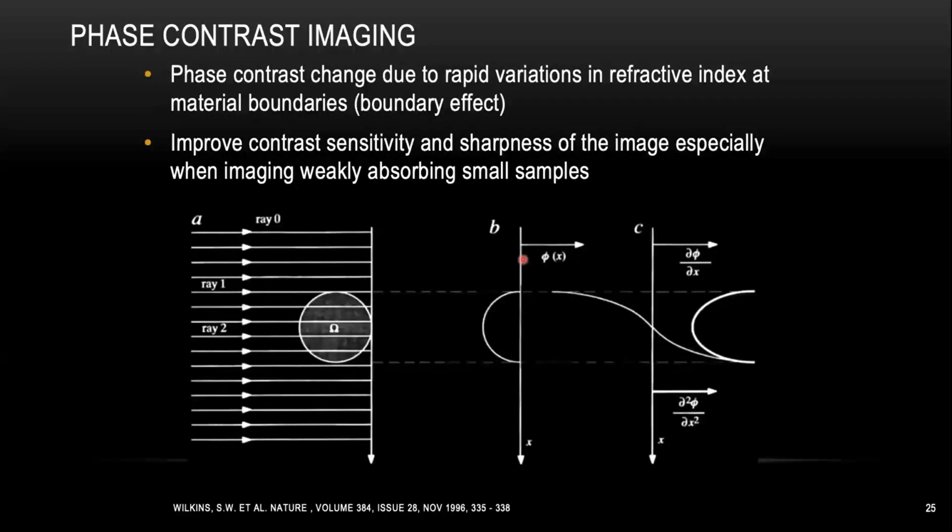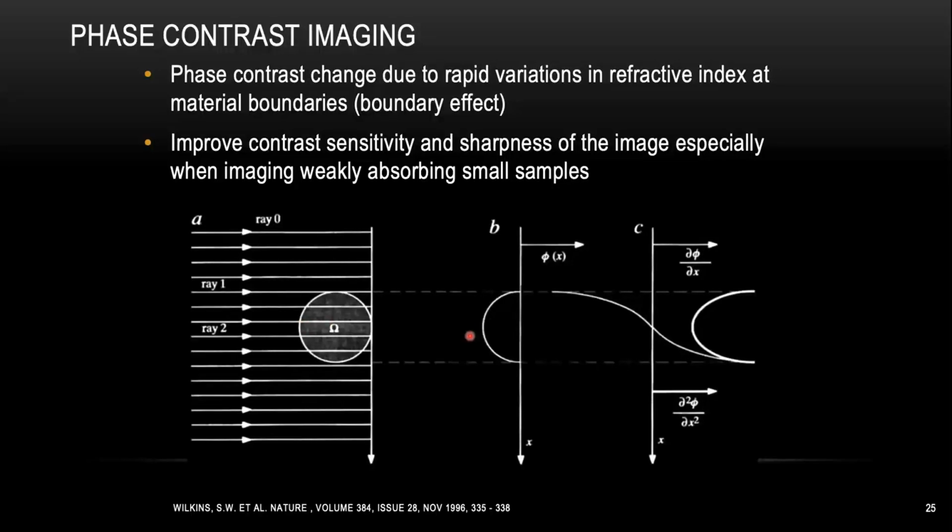So why can phase contrast imaging help to improve your contrast? The phase contrast comes from the rapid variation of the refractive index at the material boundary. That's why sometimes we call it a boundary effect. You can see from the cartoon down here, it's simply a cross section of some kind of circular shape. The graph B here is simply the phase difference between bin 0 and bin 2. You can see the phase change is highest when the sample is thickest in the middle right here.